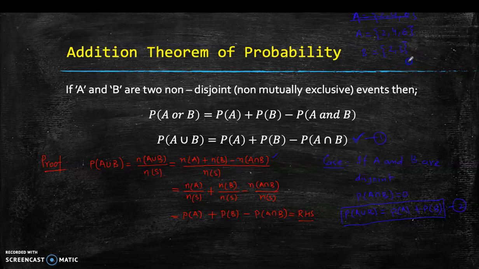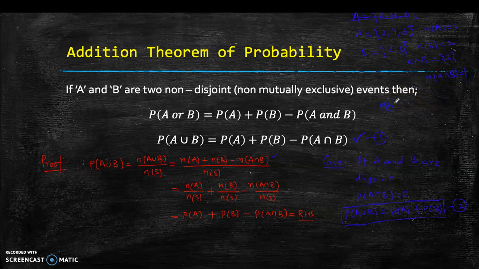So how many elements are there in common? There is only one element in common, which is 2. So if I look into the number of elements in A, they are 3. If I see the number of elements in B, they are 2. And if I look into the number of elements in A intersection B, they are exactly 1.